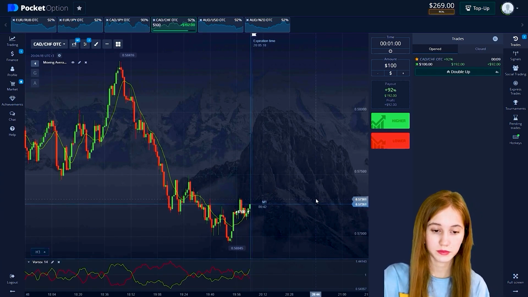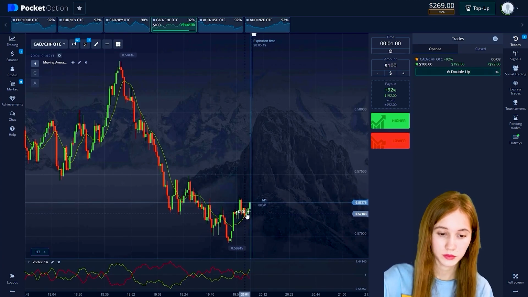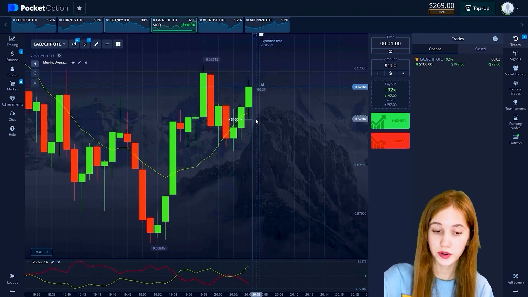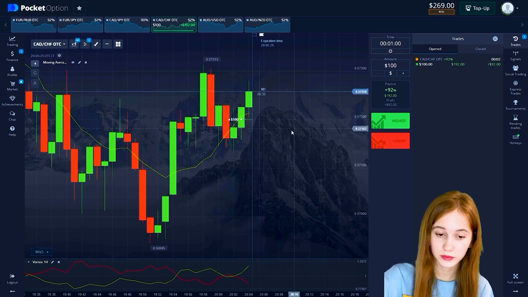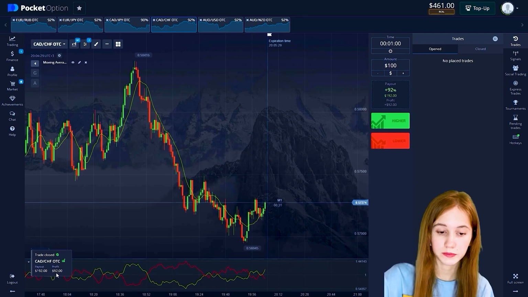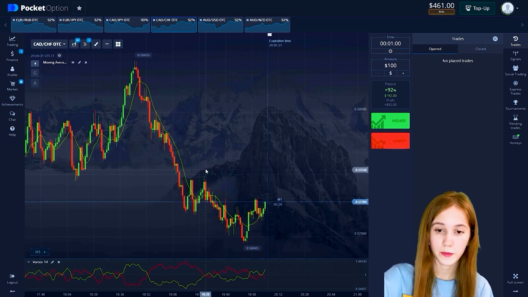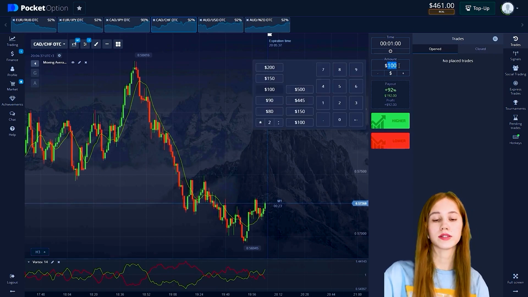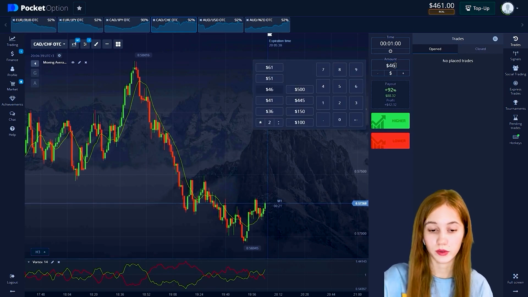Let's see. 8 seconds left. Yeah, our chart is starting to grow quite good. Yeah, plus deal. Profit is $92. $461 on our balance.